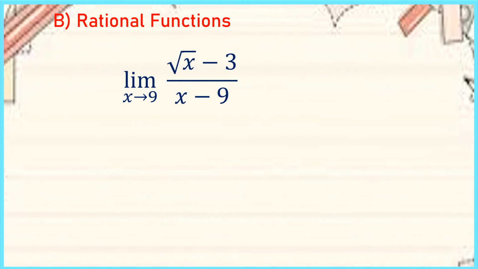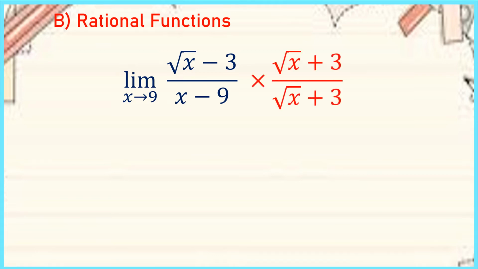Moving on, let us have another one. Limit of square root of x minus 3 over x minus 9 as x approaches 9. From here, we are going to multiply both the numerator and the denominator by the conjugate of the given fraction, I mean, from the numerator. The conjugate of square root of x minus 3 is square root of x plus 3.